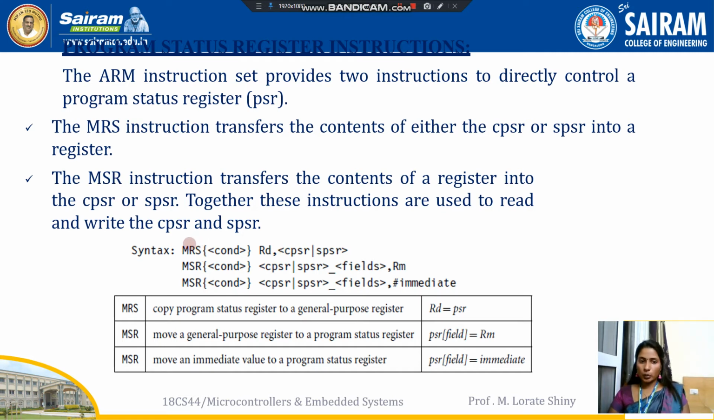MRS moves SPSR or CPSR to a general purpose register. So the source is SPSR or CPSR, and the destination is a general purpose register. Then MSR moves a general purpose register to SPSR or CPSR. So the destination will be SPSR or CPSR with an underscore, and this field will be mentioned here. There are 4 fields in SPSR and CPSR, and out of these 4 we are using only 2, so that field will be mentioned here. And the source can be immediate data or a register. Based on this, there are two types of MSR.